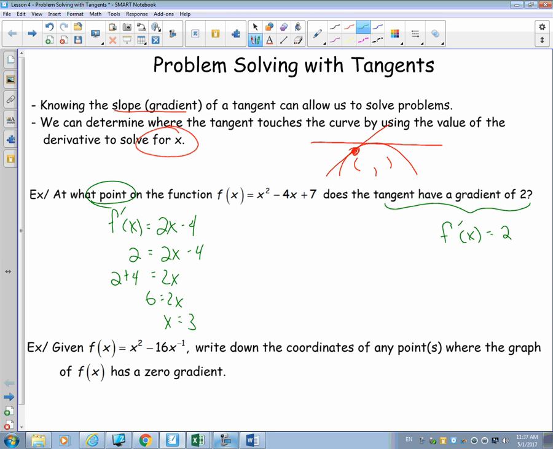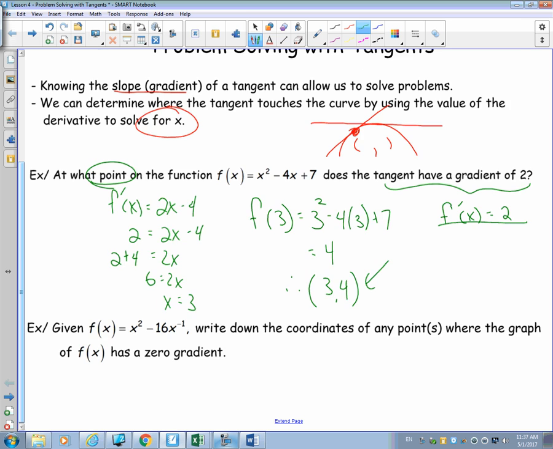The question is at what point, so I can find points by going back to my original function. If I put a 3 in for my x's, into my little calculation here, I end up with a point of 3 and 4. So on this parabola, the tangent, if I were to actually draw it out, would have a slope of 2 at this point, 3, 4. And you guys can try the next one. Give it a pause, see what you can do.